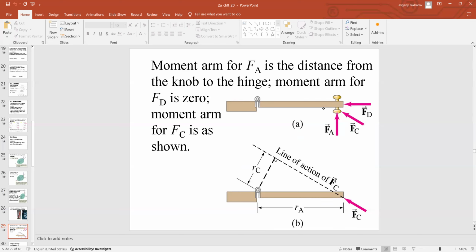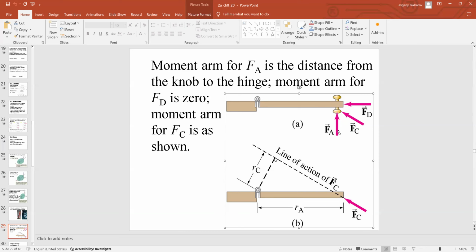Let's take a look at this example. F sub A, this is how you open the door naturally without even probably noticing it. This is the line of action, up and down. And the shortest distance between the axis of rotation and the line of action is just the door itself. And this is how you get the maximum torque. F sub A times the length of the door, and you have the maximum torque produced by force F sub A.